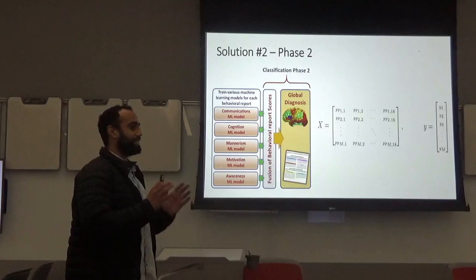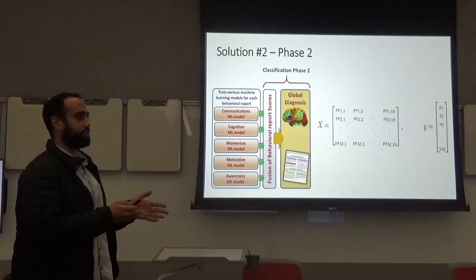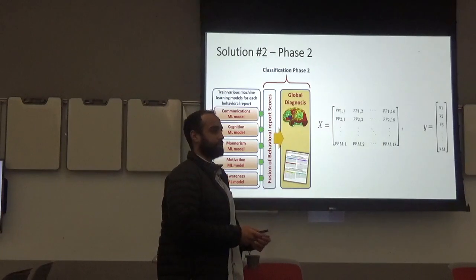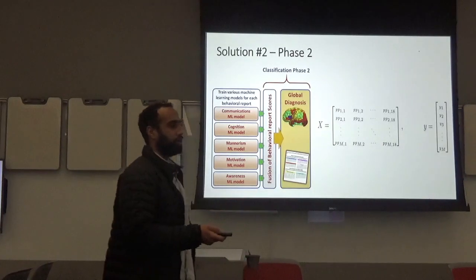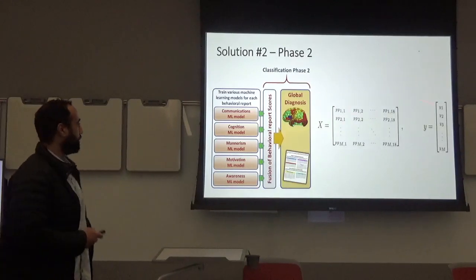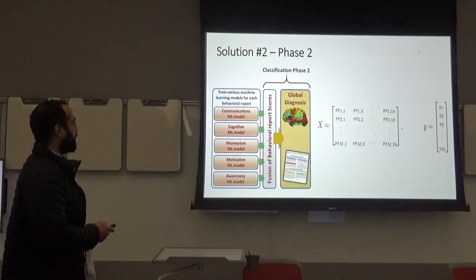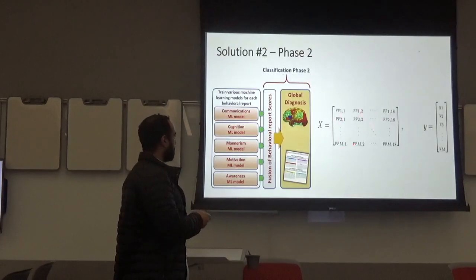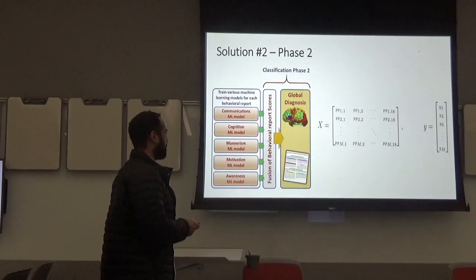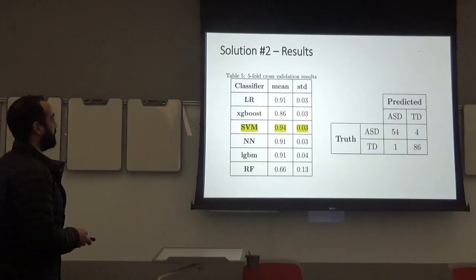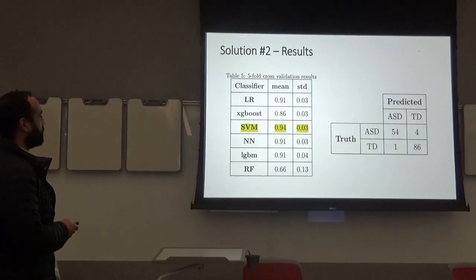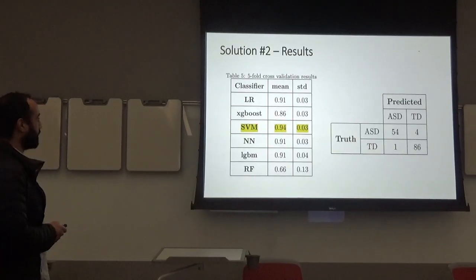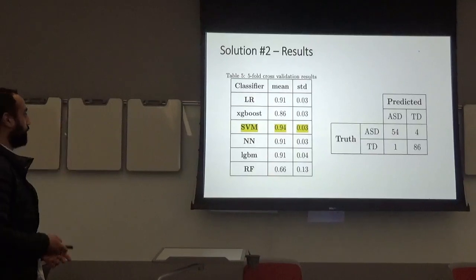And this matrix, the analogy is exactly the behavior report that will be put in the hand of the expert physician, who looks at those scores and decides if this person has autism or not. So now we are training a classifier to be this second doctor who looks at the report made by the first classification phase and gives a decision. And this first one is the cross-validation accuracy. As you see, we reach 94% accuracy in diagnosing autism as a global disease.